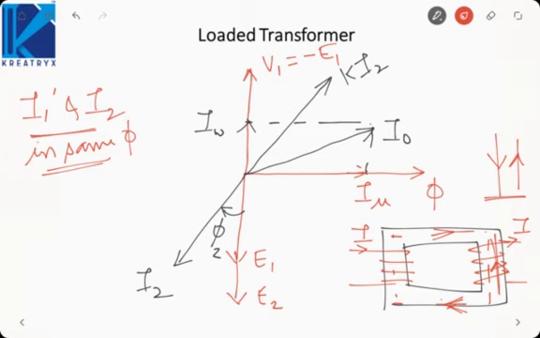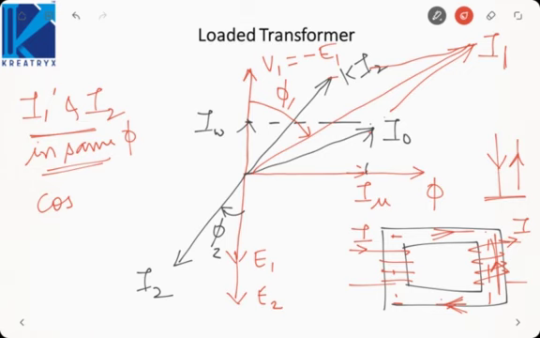Now if we want to find the total primary current, we will add these two currents, something like this. Here I will get I1. This is my primary current, and this angle phi 1, this cos of phi 1 will give me primary power factor. Cos of phi 2 is secondary power factor, and if we take phi naught, it will give me no load power factor. If you take the angle between V and I naught, it will give me no load power factor.